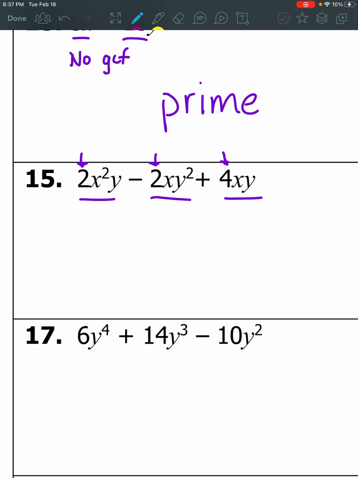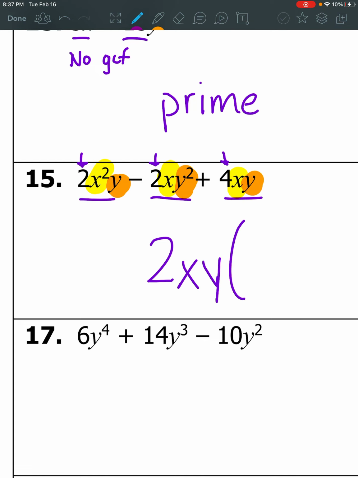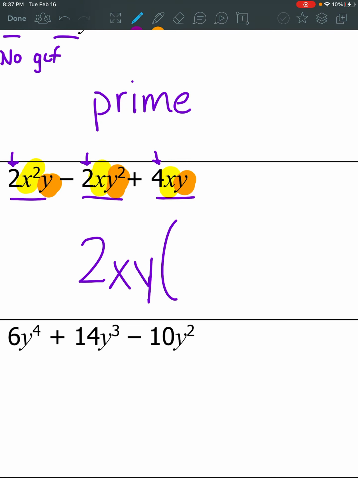So now looking at the coefficients, 2, 2, and 4, so the GCF would be 2. Now look at our variables. We've got x squared, x, and x. Take the smallest power, so just x. And then we also have y, y squared, y. Again, take the smallest, so just y to the first, or y. Then we do all 3 terms divided by 2xy.